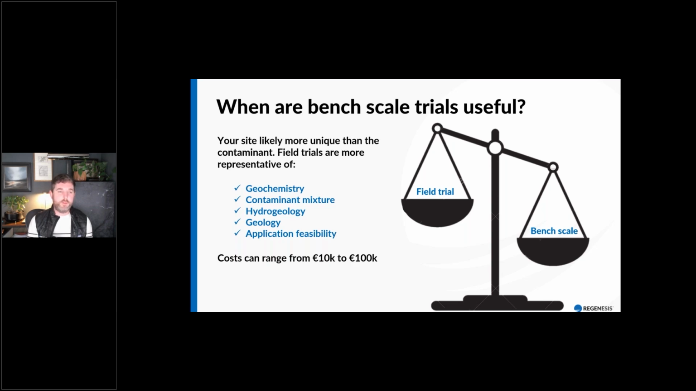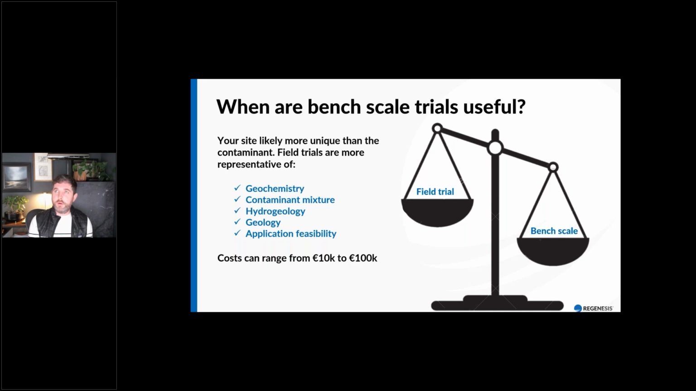We can understand the geochemistry of your site and how it reacts when you introduce these injectable substrates. We can understand how the contaminant mixture is impacted. And also we can look at contaminant distribution as well, and ultimately the application feasibility.